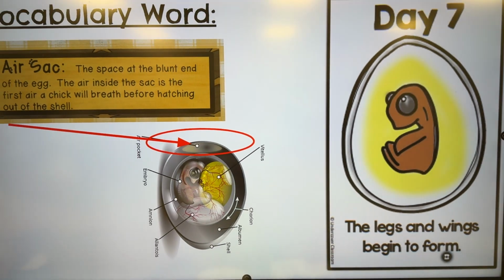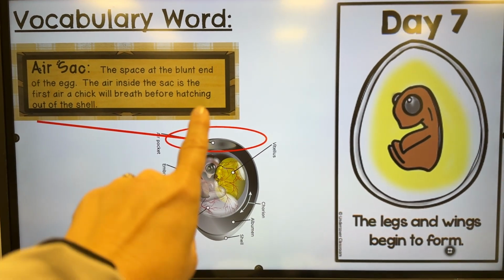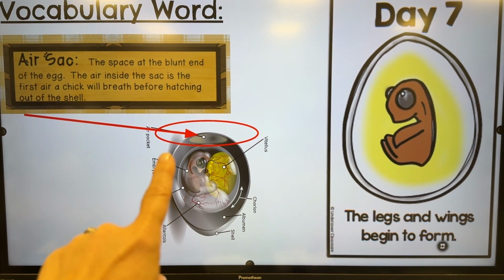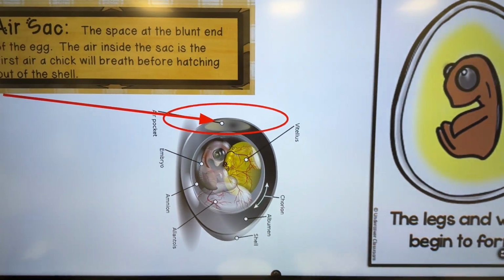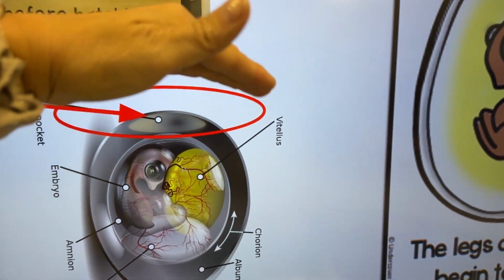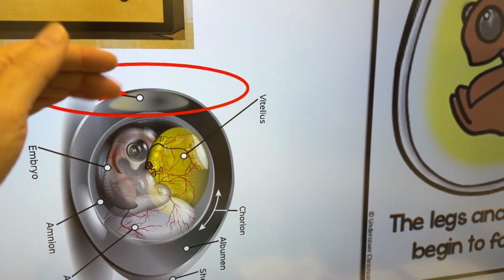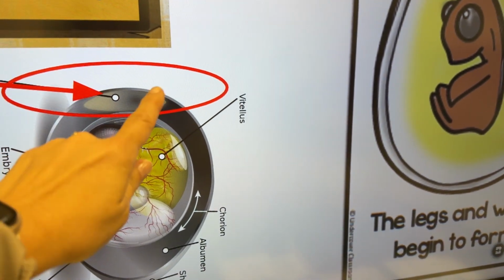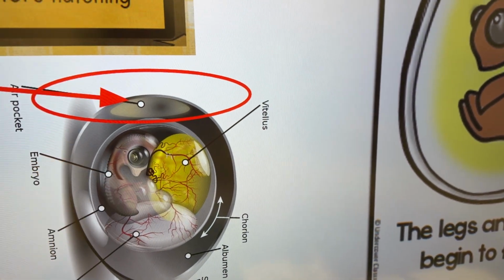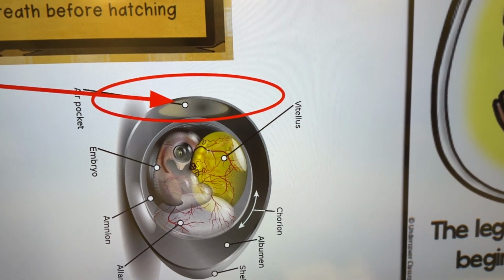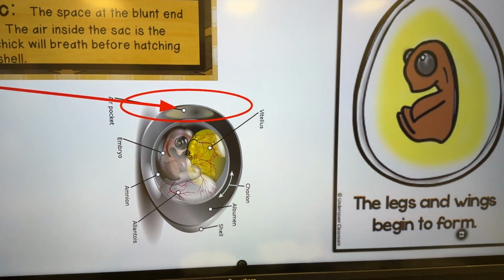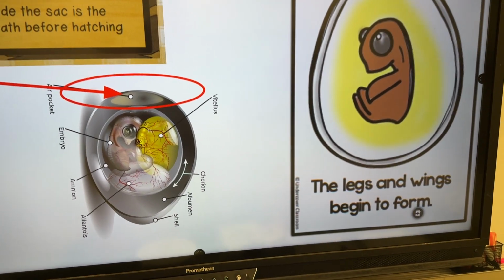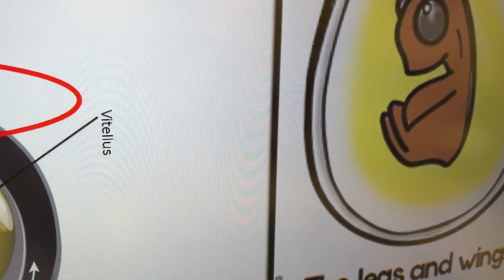On day seven, we looked at the air sac, that pocket of air that is provided at the top of the blunt end, which does not mean sharp. The blunt end means rounded, dull. That air sac up at the top, the blunt end of the egg, is the air that they breathe on the way out when they're hatching. Remember, that process of hatching takes a long time. On day seven, the legs and wings begin to form.